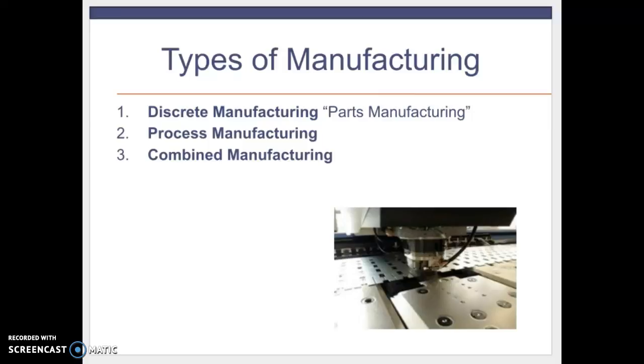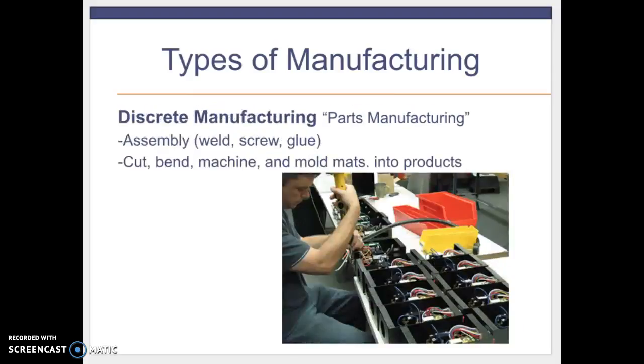There are three basic types we'll speak about: discrete manufacturing, which is also known as parts manufacturing, process manufacturing, and combined manufacturing. The first type we'll talk about is discrete manufacturing. This is the production of discrete items, often characteristic of individual or separate units of production. In basic terms, you can count them. They're automobiles, furniture, toys, smartphones, airplanes. These are all examples of discrete manufacturing products.